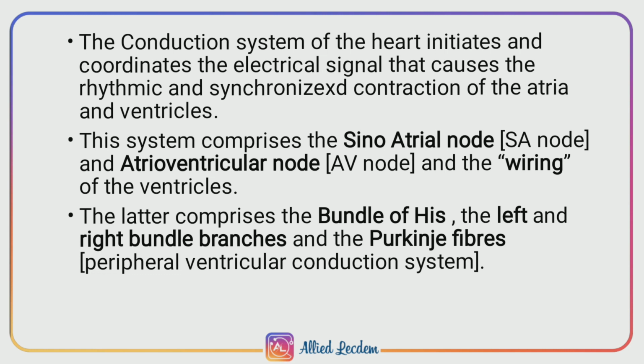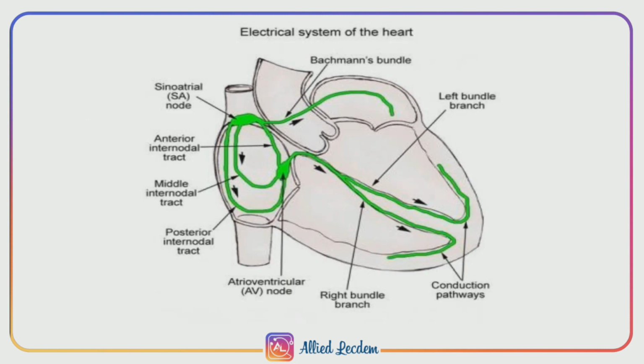Failure in the function of these nodes or bundles leads to arrhythmias requiring electronic pacemaker implantation. On the other side, ectopic pacemaker or ectopic conduction activity may cause arrhythmias requiring intervention. Here we have the electrical system of the heart. The impulse originates from the SA node and travels to the AV node and reaches the bundle of His, and then gets divided into the right and left bundle branches and reaches the Purkinje fibers.